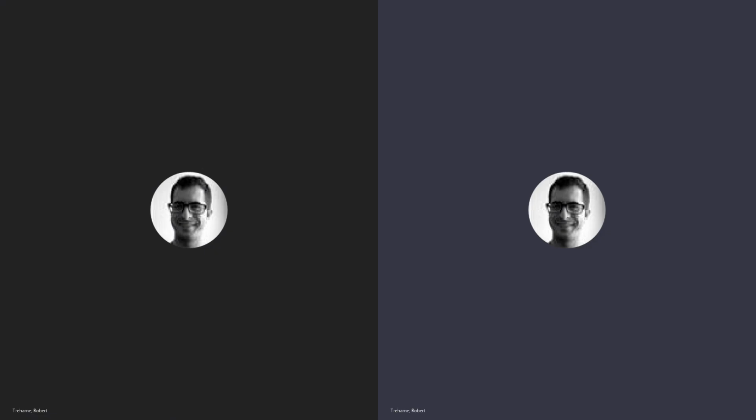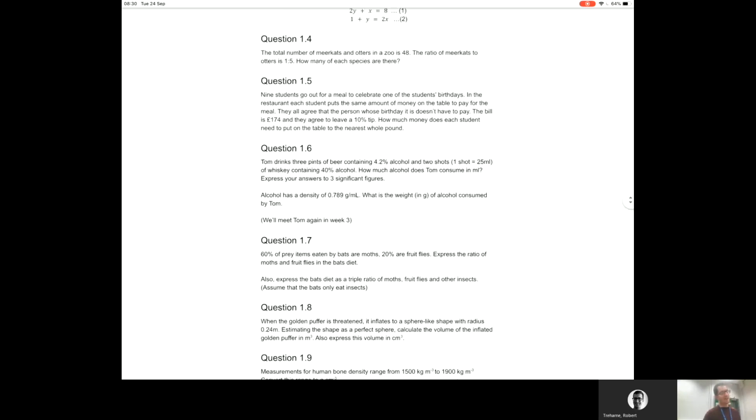Okay, question 1.5. This is another wordy simultaneous equation that will probably be relevant to a lot of you at the start of term as you're all getting to know each other. Maybe you've gone out for some food and you've had to split the bill between you. There's always one, isn't there? There's always one whose birthday it is, and you all agree you're not going to pay. So we're going to work this one through.